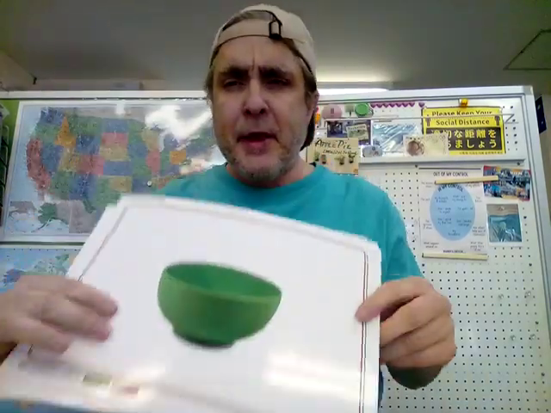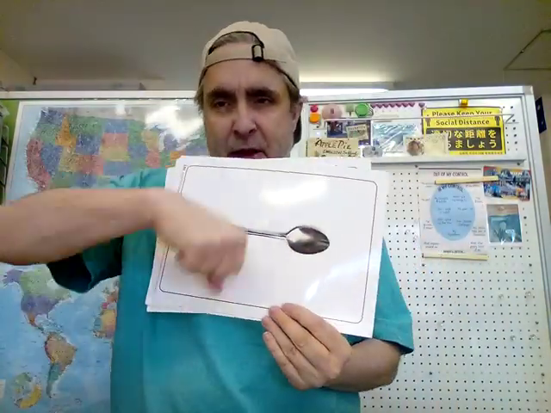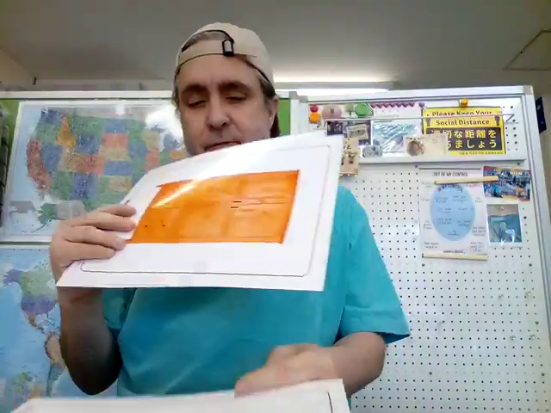So here, bowl. I like to do like this bowl. Make a bowl like this shape. Bowl. Can you make a bowl? Here, spoon, spoon. Can you make a spoon? Spoon. And here, closet. I have to open the closet. Open the closet. Closet.